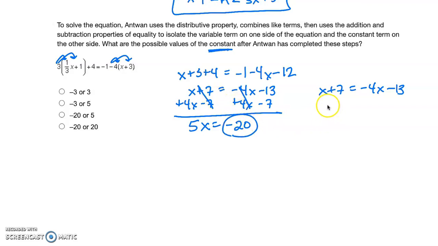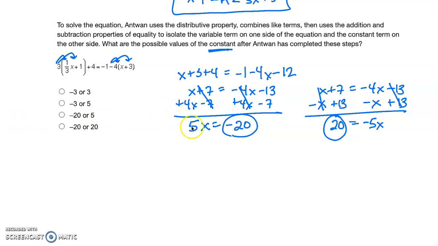Well, what if I would have done it the other way? What if I would have moved x to this side and the constant to this side? So in this case I subtract x from both sides and I add 13 to both sides. So I get 0, and in this case I get 20 equals negative 5x, and negative 13 plus 13 equals 0. So in this case I have a positive 20 as the constant value. That's why there's two answers. You're not trying to find what x is in this case, we're just trying to find the constant. So it's going to be negative 20 or 20 depending on which side you move the variable to.